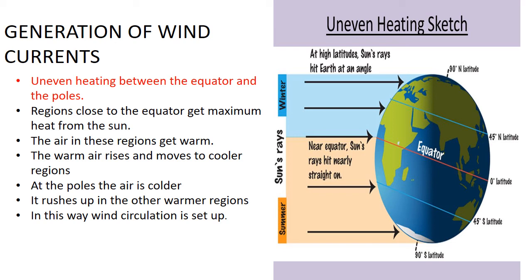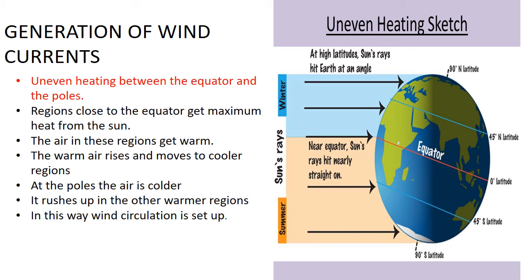Now, we are going to discuss the generation of wind currents. Okay, so wind currents are generated due to uneven heating on the earth. The main reason for the generation of wind currents is the uneven heating on the earth. In this, we are going to discuss 2 situations. The first situation we will be discussing in today's class. The next situation we will discuss in the next class. So the first situation is uneven heating between the equator and the poles.